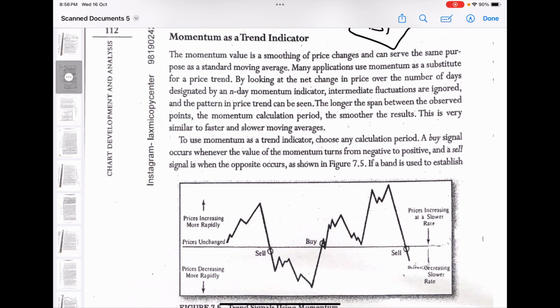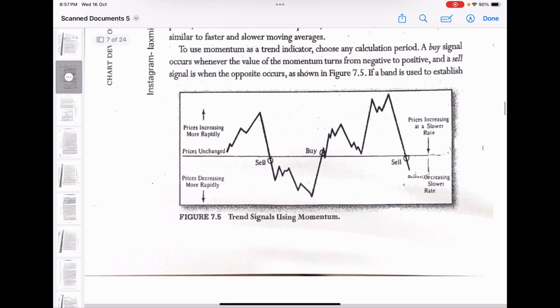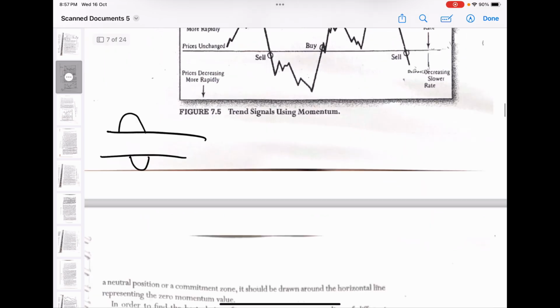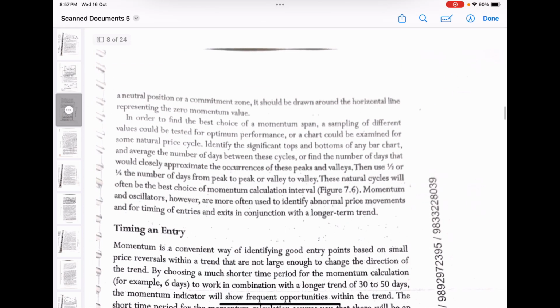To use momentum as a trend indicator, choose any calculation period. A buy signal occurs whenever the value of the momentum turns from negative to positive, and a sell signal is when the opposite occurs. We have anyway discussed this. This is basically oversold and overbought. We'll see that. Whenever the momentum is zero, it is neutral and sideways, and there hasn't been any change in the price.